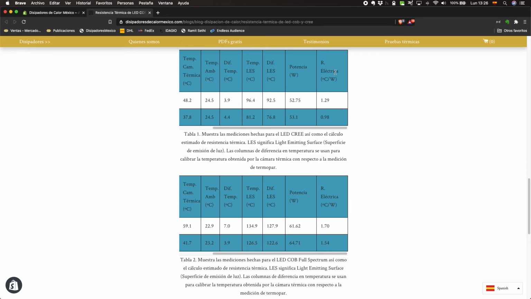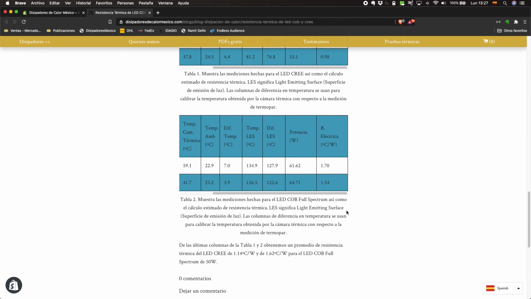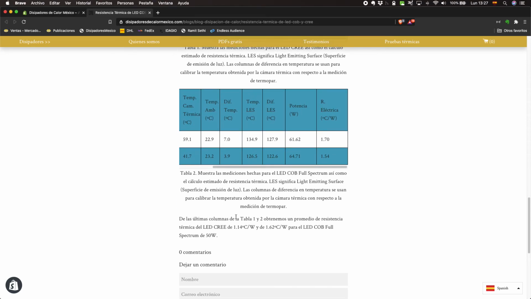And using this knowledge and the power given to the LED, I calculated a possible thermal resistance, and I just averaged those values, and I got a value of 1.14 degrees centigrade per watt for the CREE LED and 1.62 degrees centigrade per watt for the COB LED. As I expected, the value for the COB LED is greater than for the CREE LED.